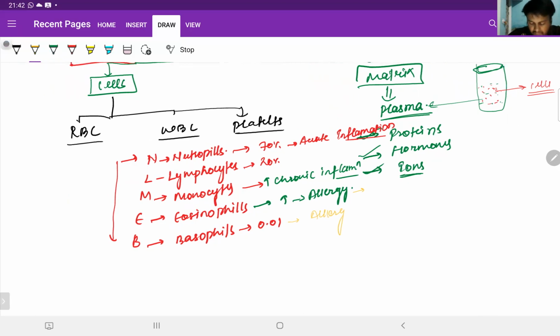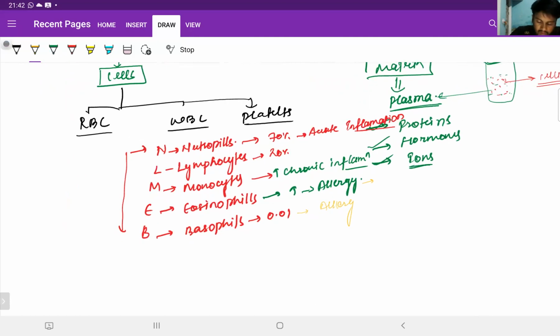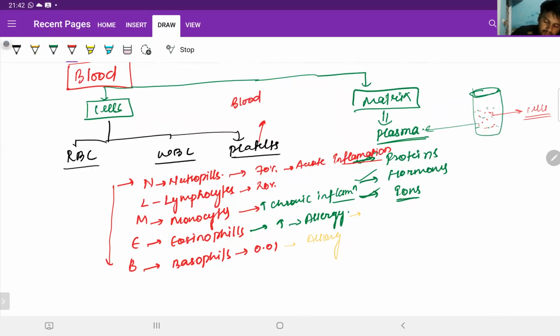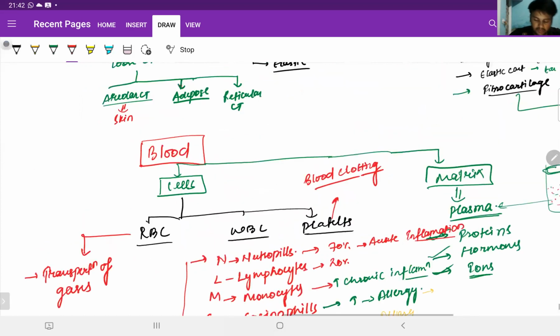So these are the forms of WBCs present in the blood. We all know that platelets are involved in blood clotting. The initial phase of blood clotting is initiated by the platelets. And RBC, as we all know, is involved in the transportation of gases.